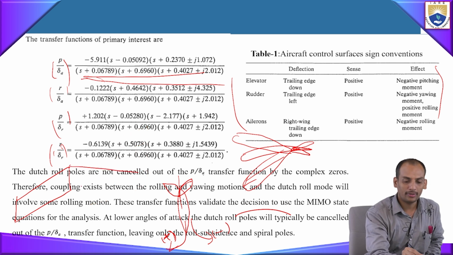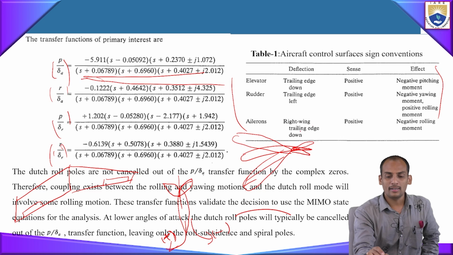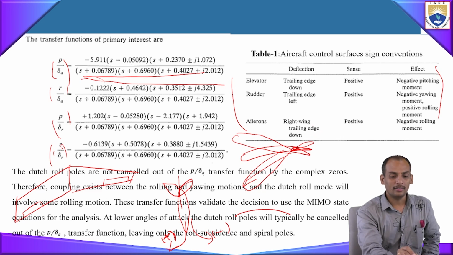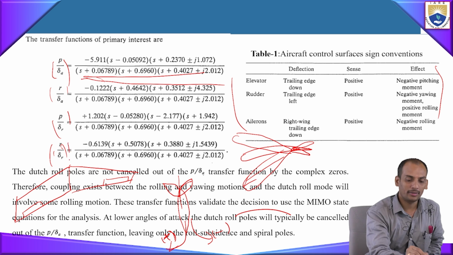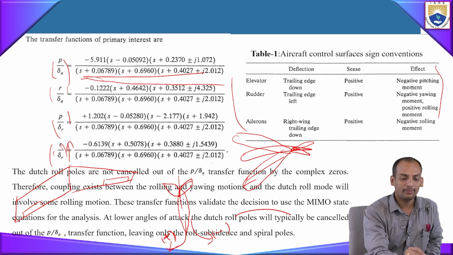So if the ailerons are like this, here the ailerons will be placed. When the right wing trailing edge is down, the right wing trailing edge will be this one, and the left wing is going forward. So this will be the right wing and this will be the left wing, if it is in the downward direction, and if it is upward, like you see.